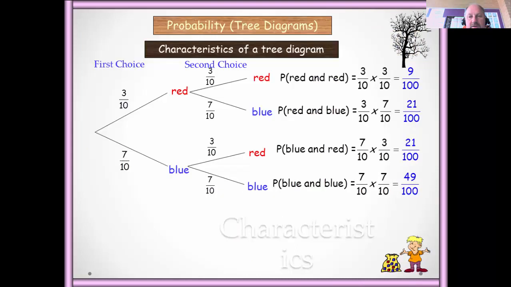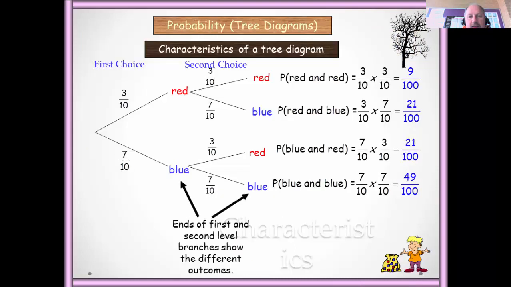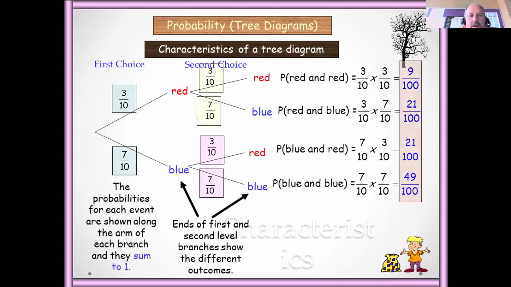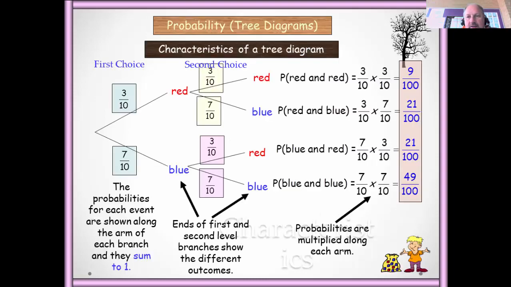Few things to note. The ends of the first and second will show the different outcomes. The probabilities for each event along the arms of each branch sum to 1, as I said before. And also, the probabilities are multiplied along the branches. And the last thing, these 4 probabilities here will add up to a whole, 100 out of 100 in this case.